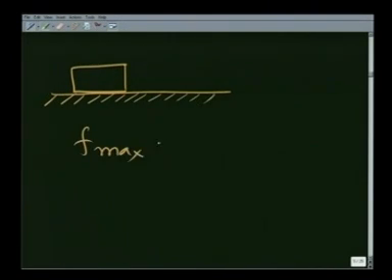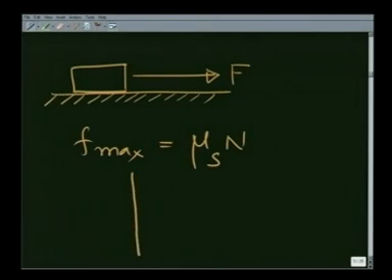So, the maximum frictional force on a block on a surface is given by F max, which is mu s times N. If I apply a force here, the frictional force adjusts itself so that the body does not move.